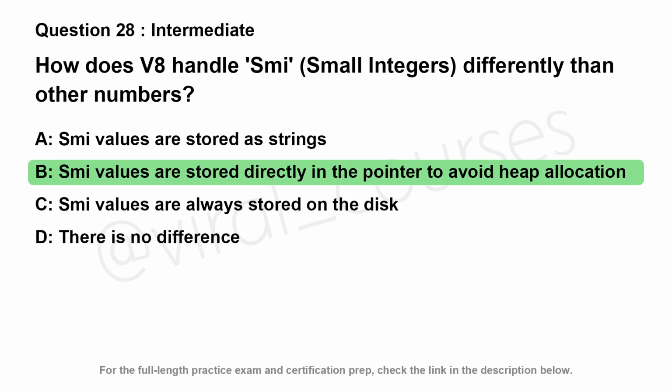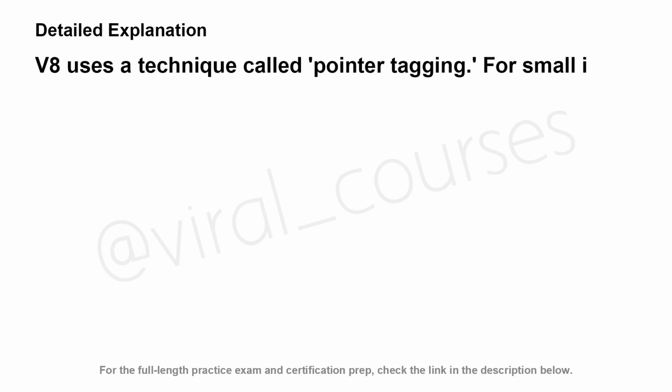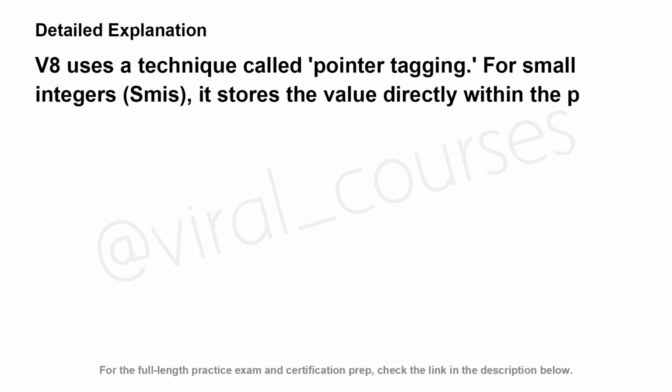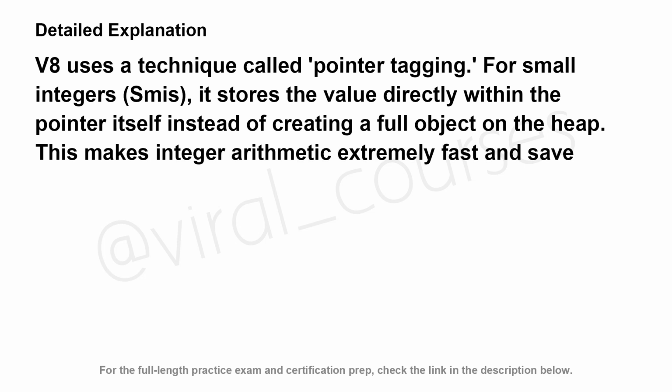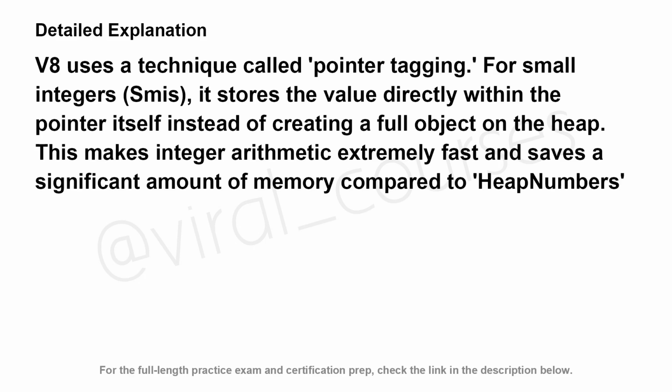The correct answer is B. V8 uses a technique called pointer tagging for small integers, SMIs. It stores the value directly within the pointer itself instead of creating a full object on the heap. This makes integer arithmetic extremely fast and saves a significant amount of memory compared to heap numbers, floating point values.